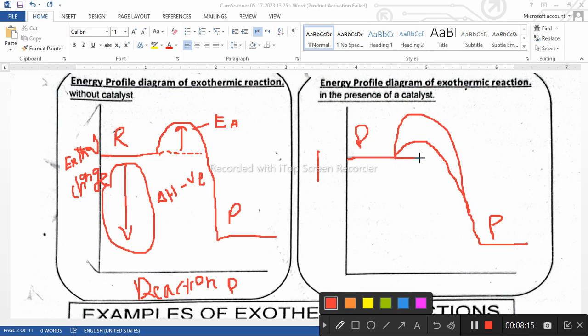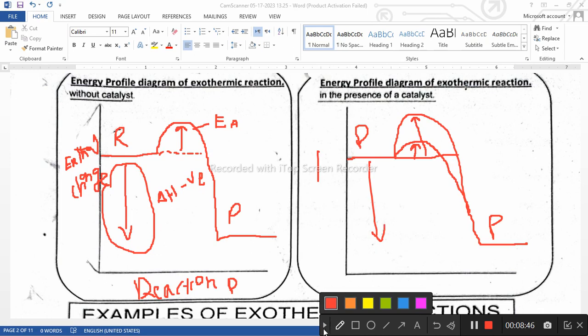The EA is decreased for the catalyzed reaction. Okay, what is the purpose of catalyst? What is catalyst? We will discuss the catalyst in this lecture, but not right now. And the X's and all other things will be the same. This will be the delta H, and delta H will not change. Either we use catalyst or not, delta H will remain the same.